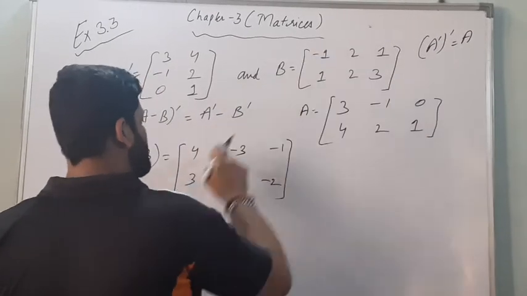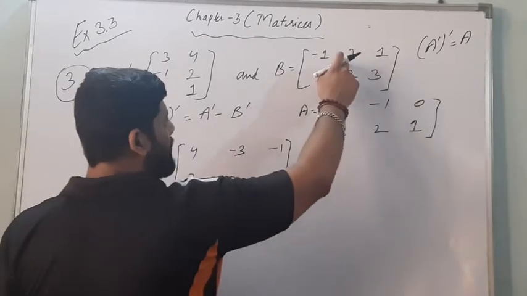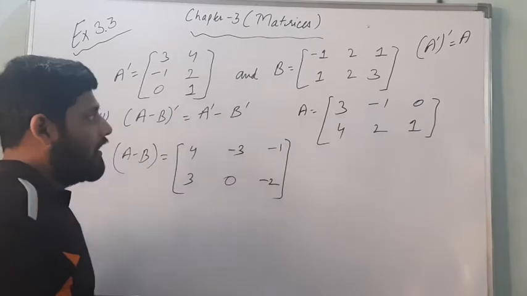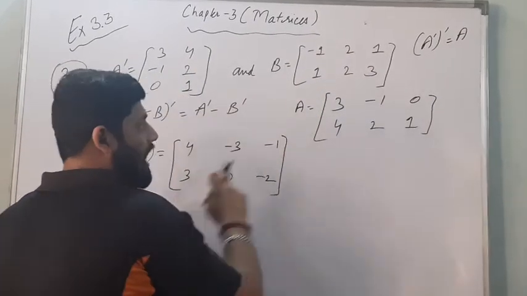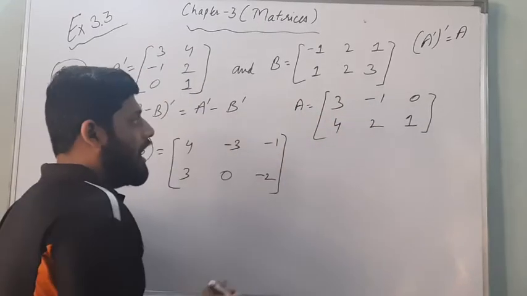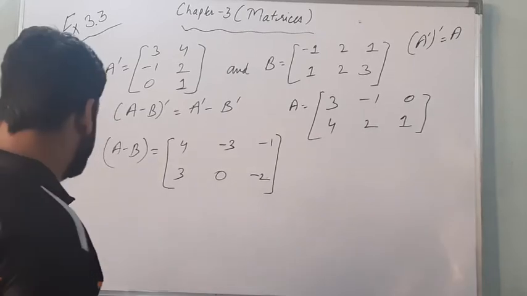So 3 minus -1 is +1 and 3 + 1 becomes 4, and -1 -2 will become -3, 0 -1 will become -1, 4 - 1 is 3, we know that, 2 - 2 is 0 and 1 - 3 is -2. So all fine.